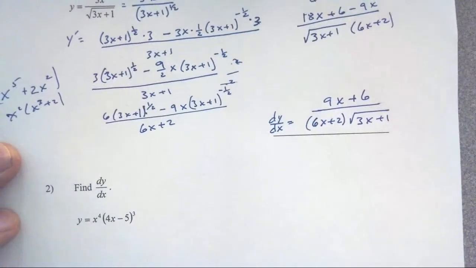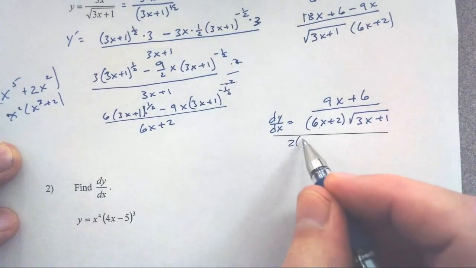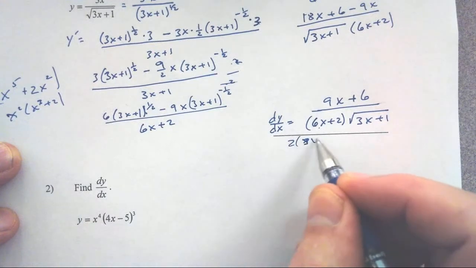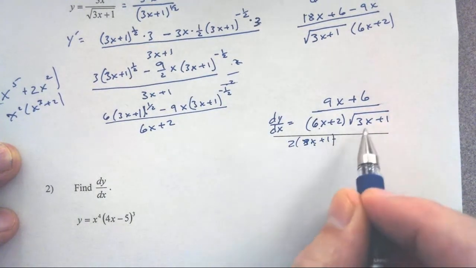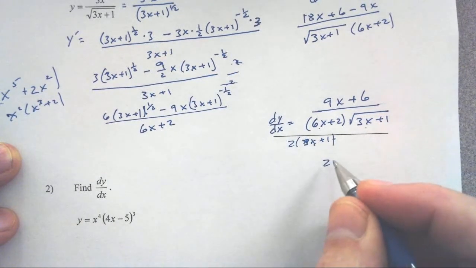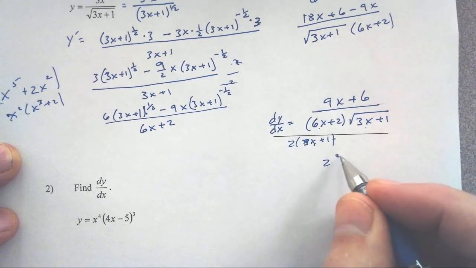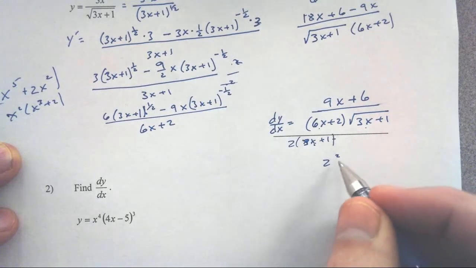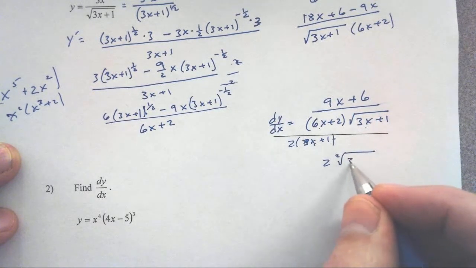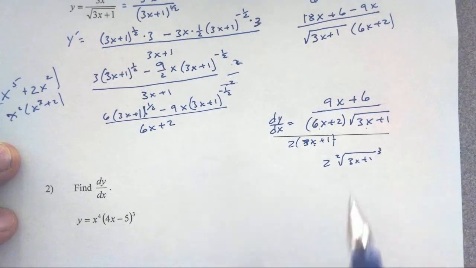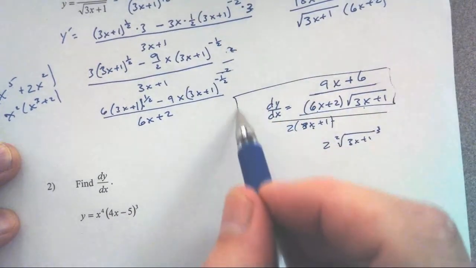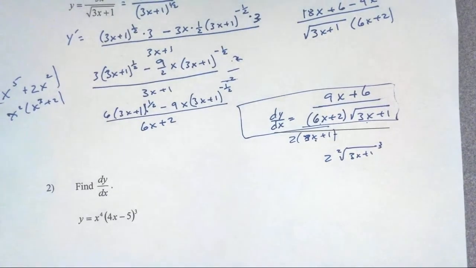Okay. As an option, if you wanted to make this 2 times 3x plus 1, I've got a full 3x plus 1 and a half here. We could actually make the denominator be 2 times the square root of 3x plus 1 cubed. You might be able to see how we get that. But anyway, I am good with that for the form for number 1.